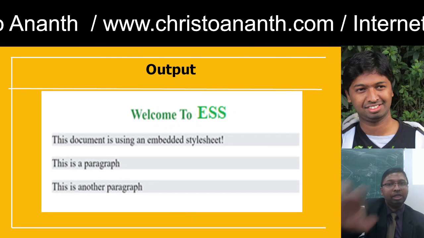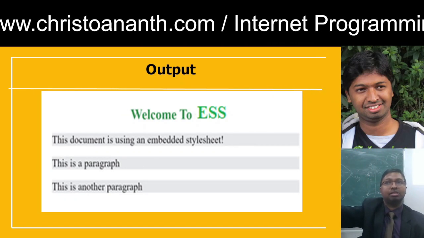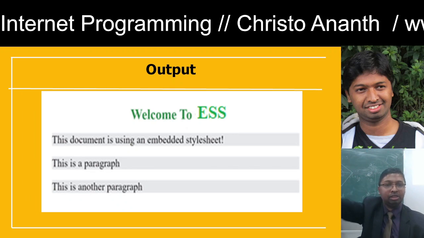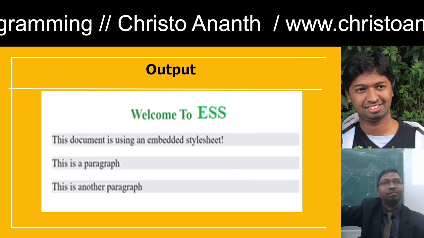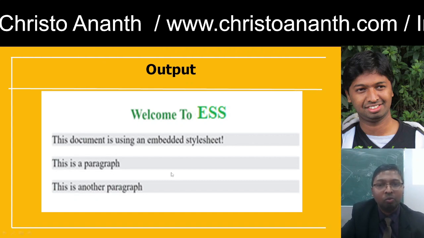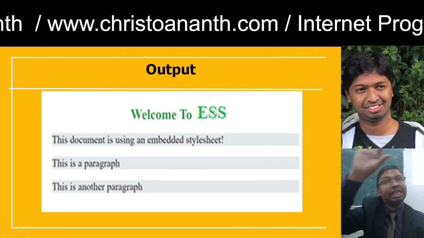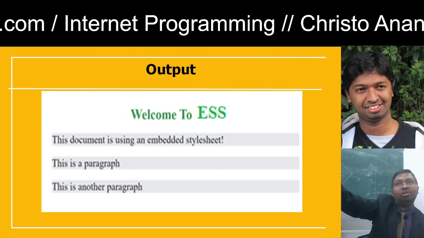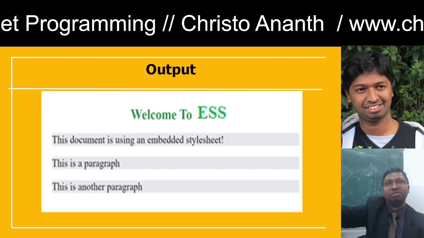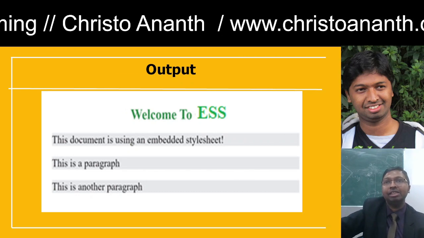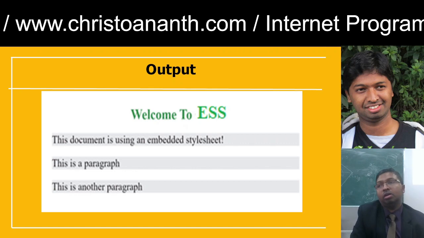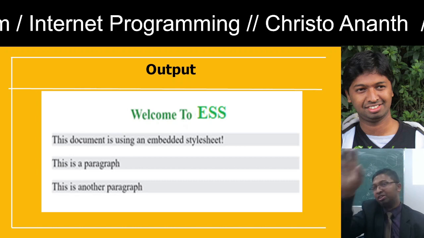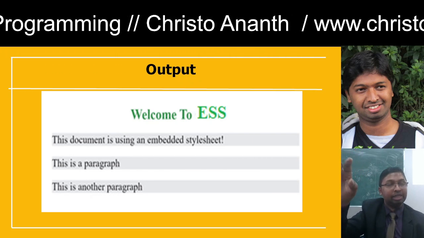Then if you can see this one, welcome to ESS. And you will have a paragraph. This document is using an embedded style sheet. This is a paragraph. This is another paragraph. So you can see welcome to ESS being displayed in green color. Why is it displayed in green color? Because there you specified a color number. That is denoting the green color. That is the reason you are not specifying green, but you are specifying the characters associated with it.